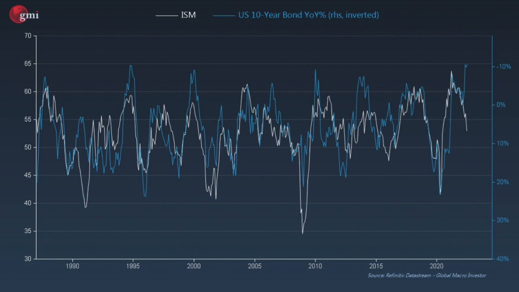So right now you can see they've actually diverged, which is shocking, but you can also see the last few times this happened, bond rates spiking. Look at every time the year-over-year change in bond rates hit 10%, you can see they quickly came down to earth due to a collapsing ISM. So the ISM is now collapsing. The US economy is now collapsing. Will bond rates collapse as well?